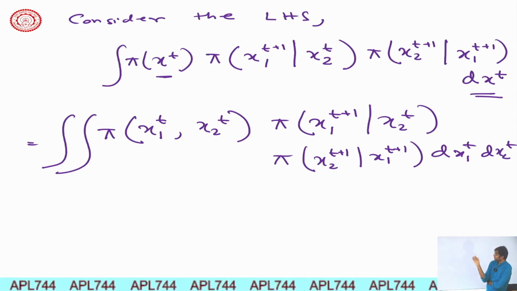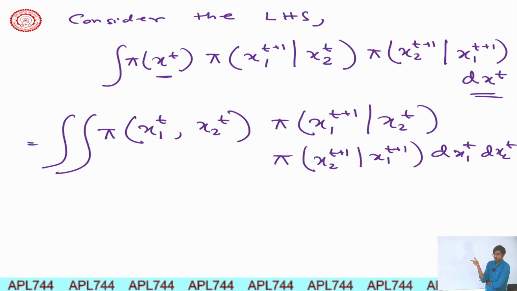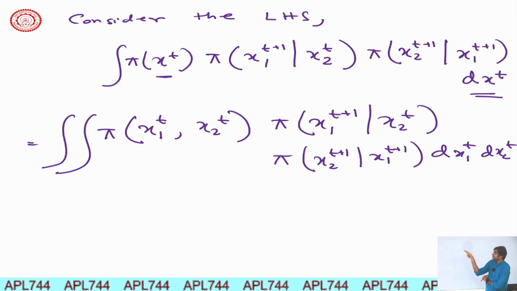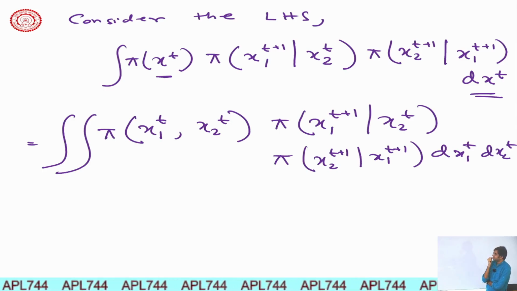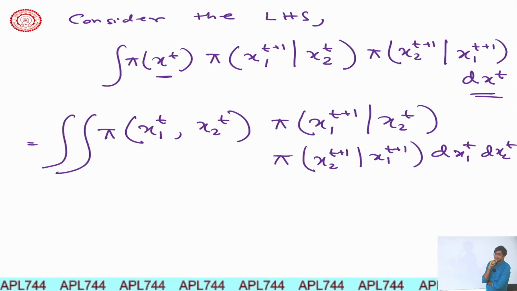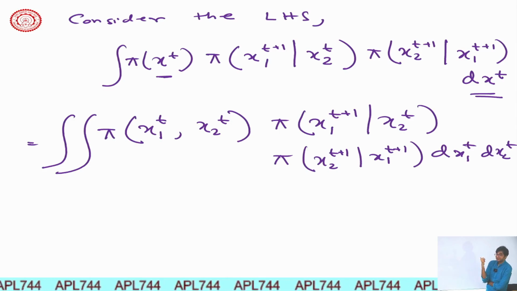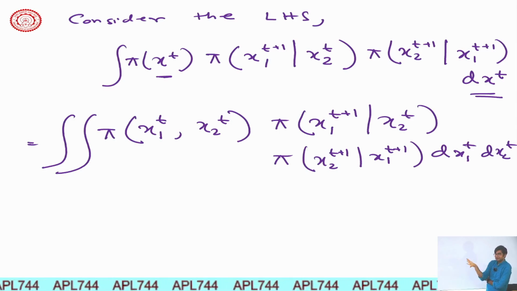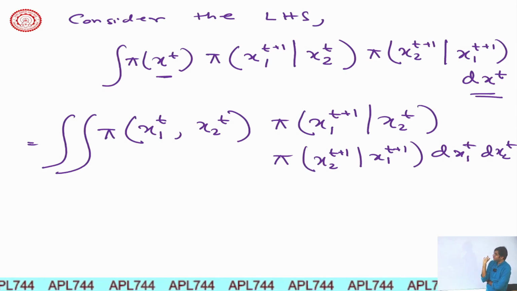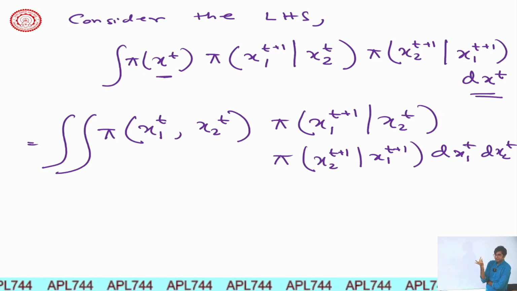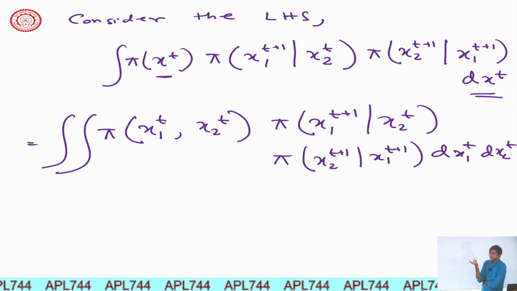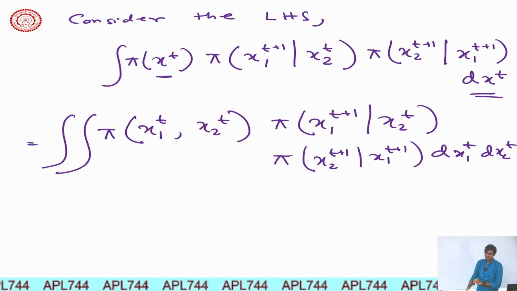T plus 1. Is it a function of t? No. So that can go outside the integral. Second one, what is it? It is a function of only x2 t. Is there any x1 t? No. So that integration will be only over x2. First one, the integration will be both over x1 and x2, right? So we should start with the first one.